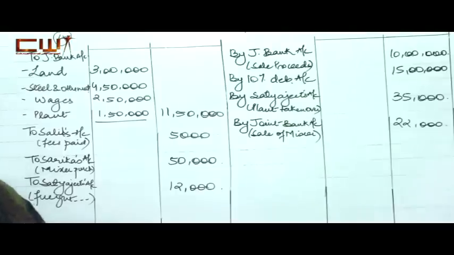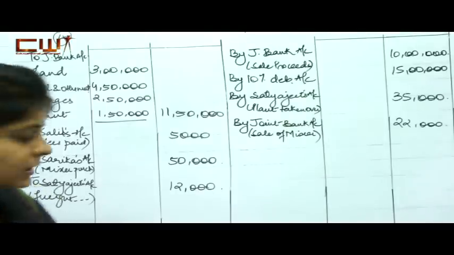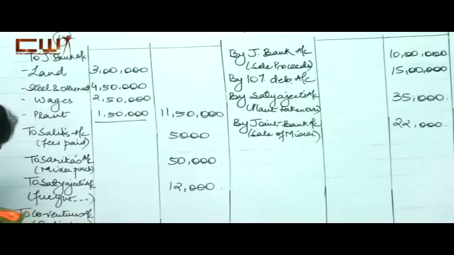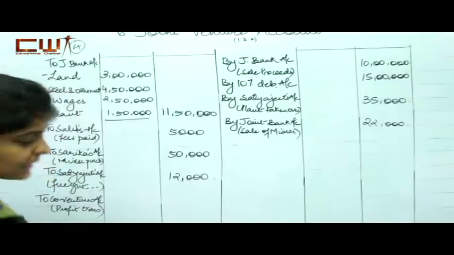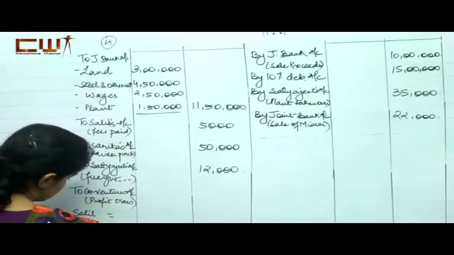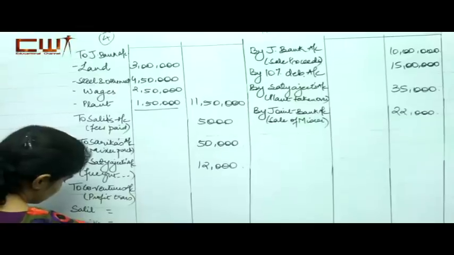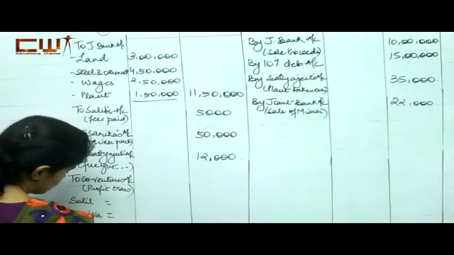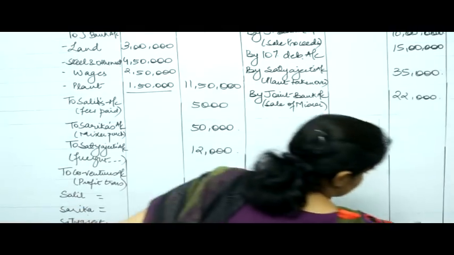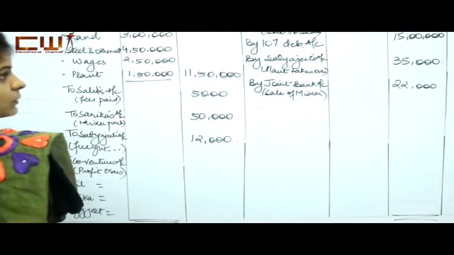So 12,000 is being paid by him. Next is co-venturer's account. Whatever is the profit, no other entry to become. Co-venturer's account, that is profit transferred or loss transferred, whatever. So who are the three people? Salil, Sarika and Satyajit. Right?